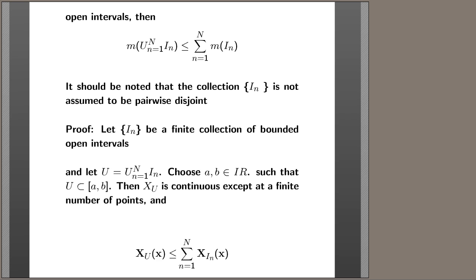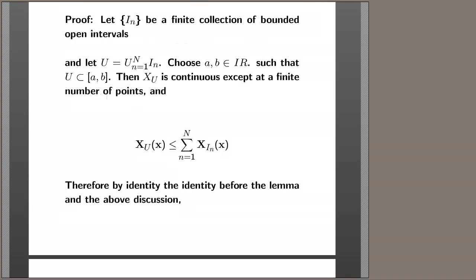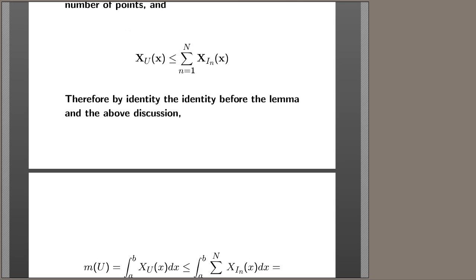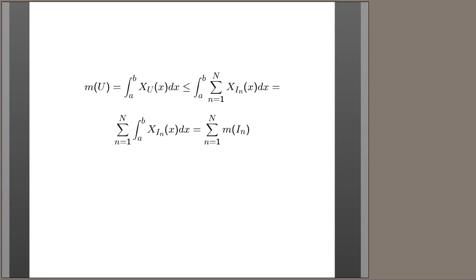Sometimes notations make it really harder to see what we are talking about, but in simple language, you can say the measure of the union of a finite number of open intervals is less than or equal to the summation of the measures of those open intervals. And we are not assuming they are disjoint. If they are disjoint, it is equal by the very definition of measure.